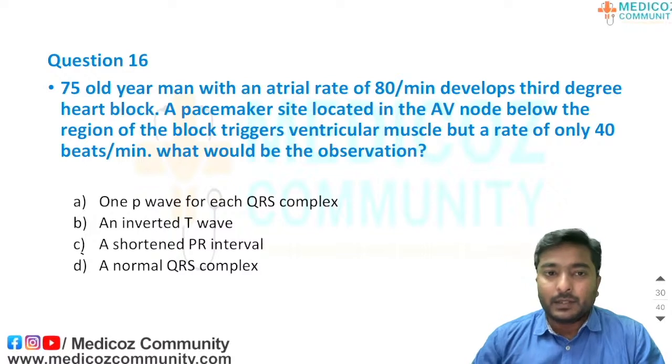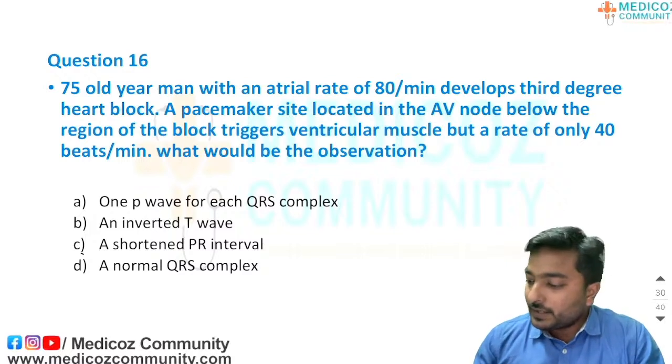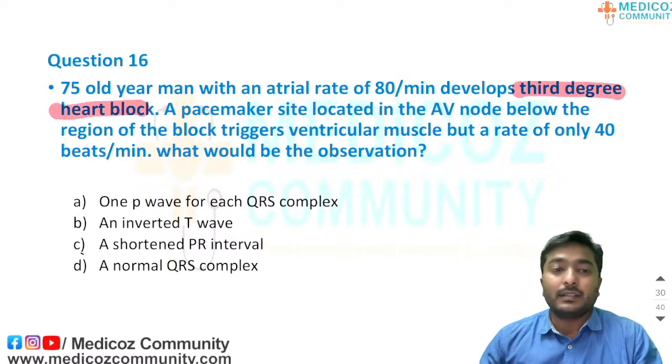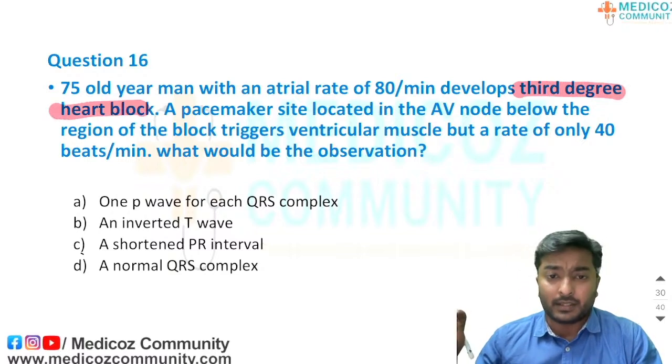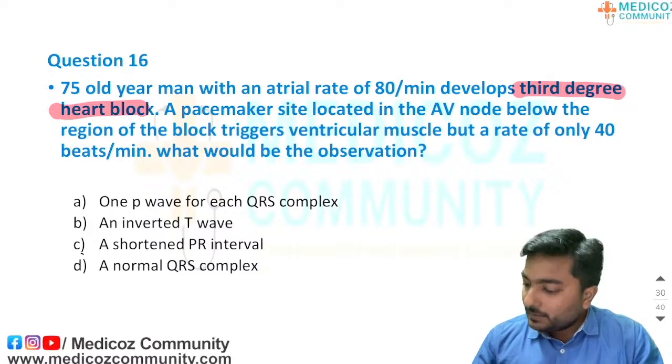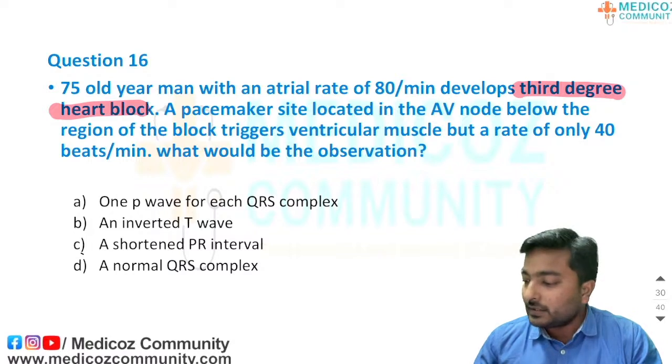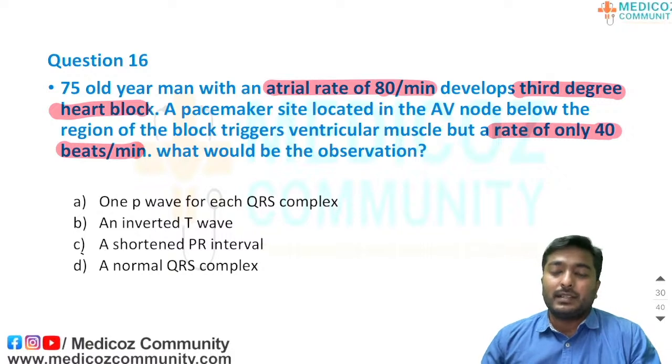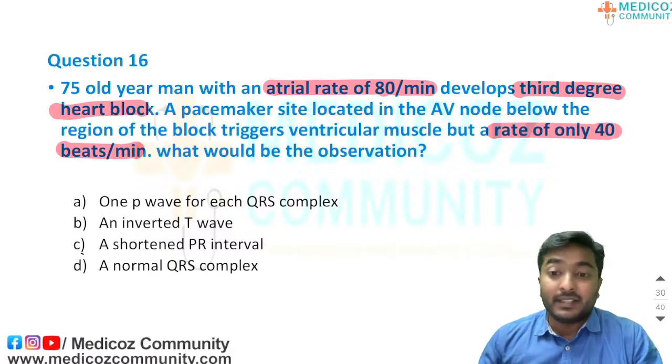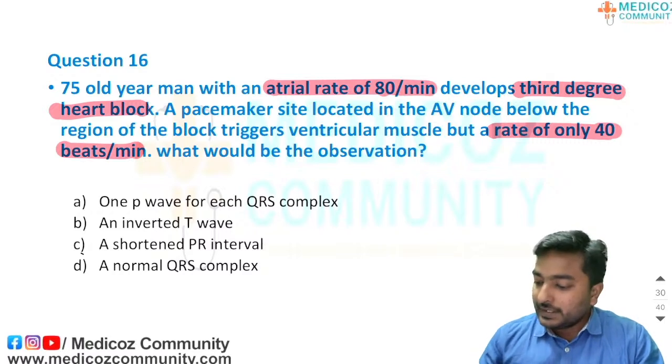A 75-year-old man with an atrial rate of 80 per minute develops third degree heart block. A pacemaker site located in the AV node below the region of the block triggers ventricular muscle, but at a rate of 40 beats per minute. Atrial rate 80 and ventricular at 40 beats per minute. What would be the observations? They are indirectly asking the ECG features of third degree heart block.